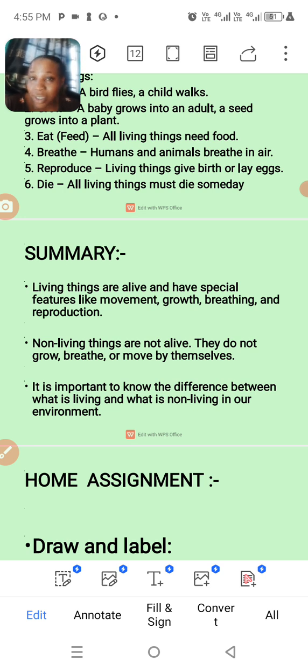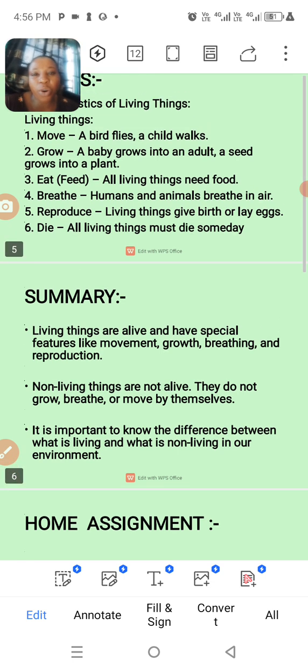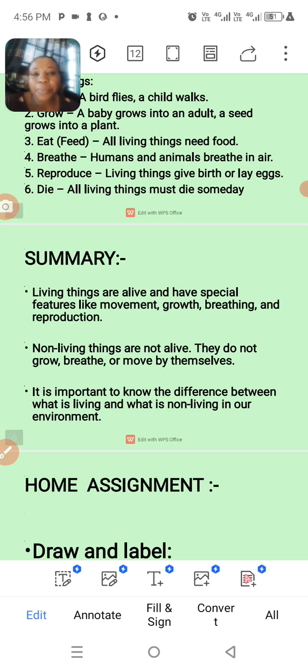Do you know how eggs come about? Because it was a living thing that laid the egg. What's that living thing? Hen. Mother hen lays the eggs that you eat. So you see, they reproduce. It's the eggs that they now hatch into chicks, which are their young ones. So living things give birth. The same way your mom gave birth to you, when you grow up into a woman, you also will give birth to your own children. That is how it goes.